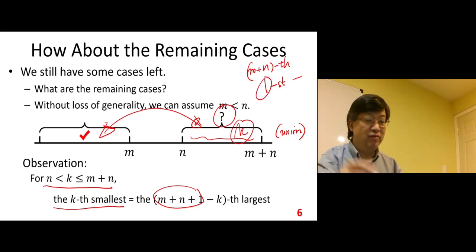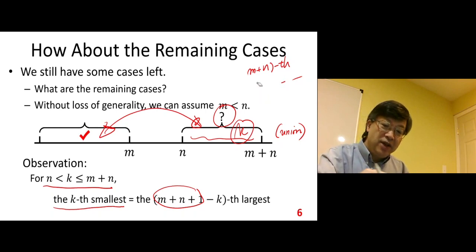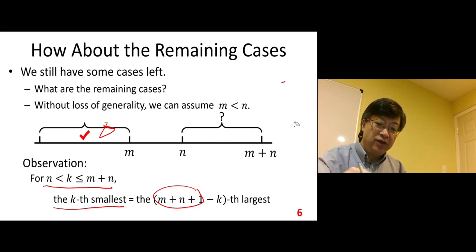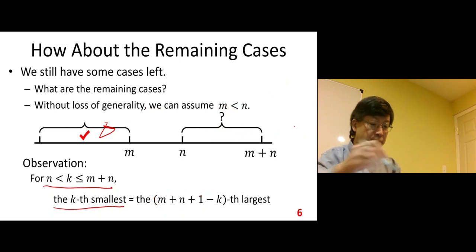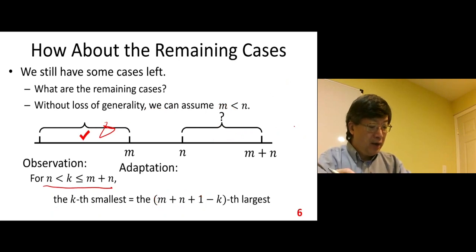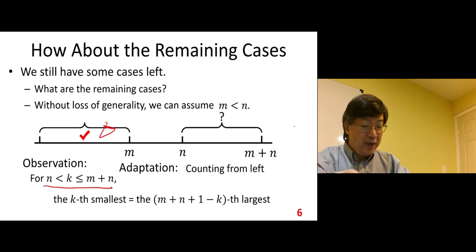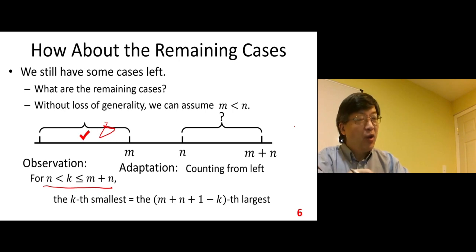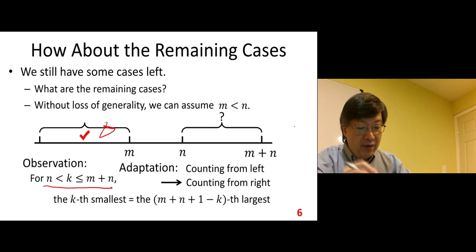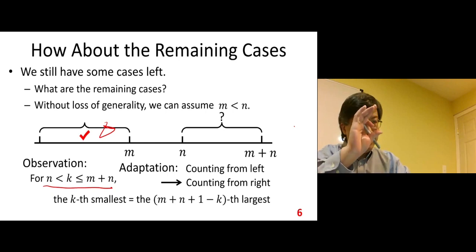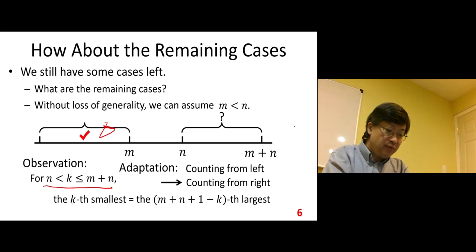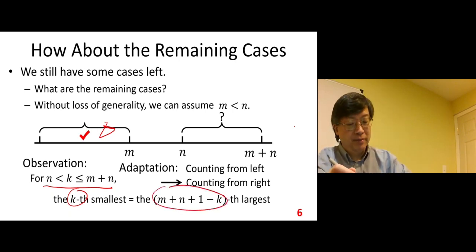Because this 1 is a small number, okay? All right, so based on this observation, we can do it in this way, this conversion. So we do some adaptation like this. Counting from the left is equivalent to counting from the right if we change the rank number to a different rank number, okay?